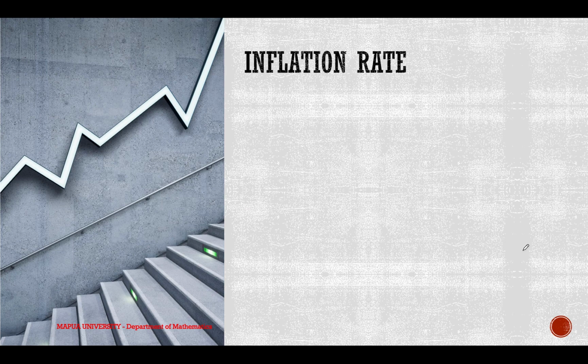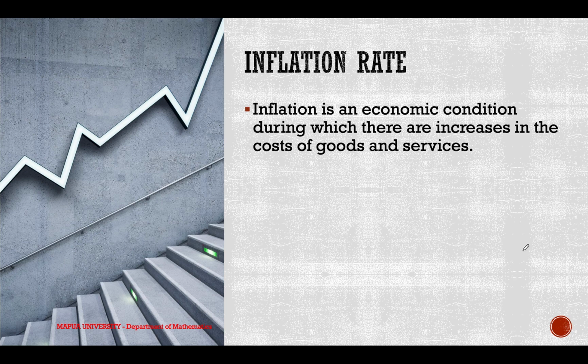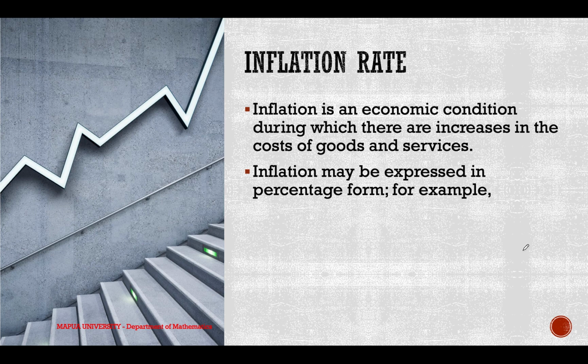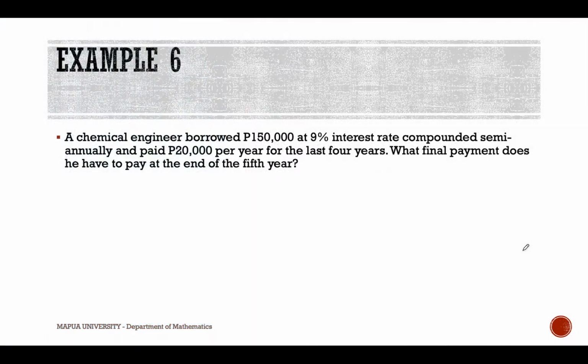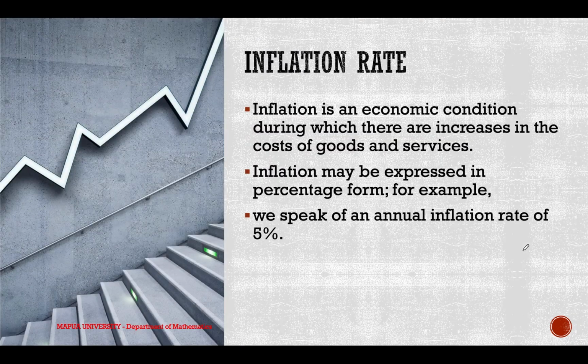If the annuity problems involve inflation rate, then we can treat the inflation rate as an interest rate. And we know that inflation is an economic condition during which there are increases in the cost of goods and services, which may be expressed in percentage form. So we can speak of an annual inflation rate of, let's say, 5%. So we can treat this as an interest rate per year.